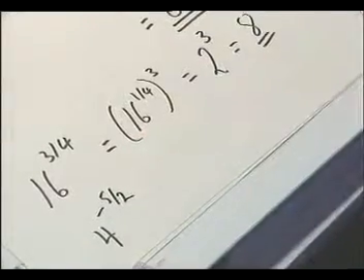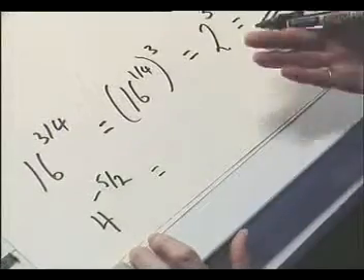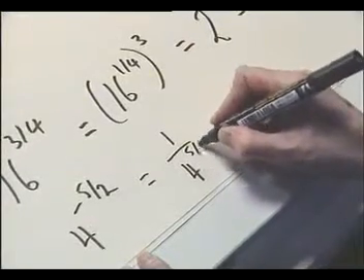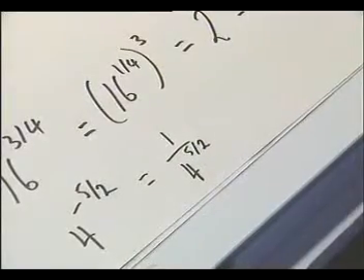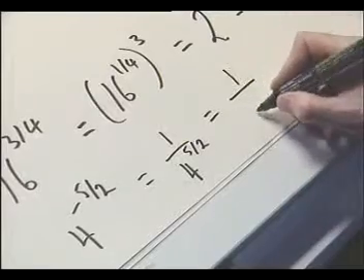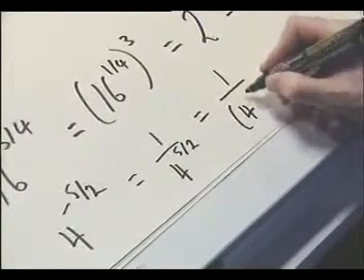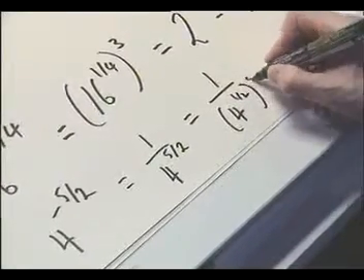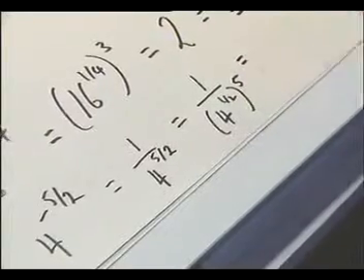4 to the power minus 5/2. Let's deal with the minus sign first. Minus sign means 1 over. Put it into the denominator. It's 4 to the power 5/2. 1 over 4 to the half to the power 5.